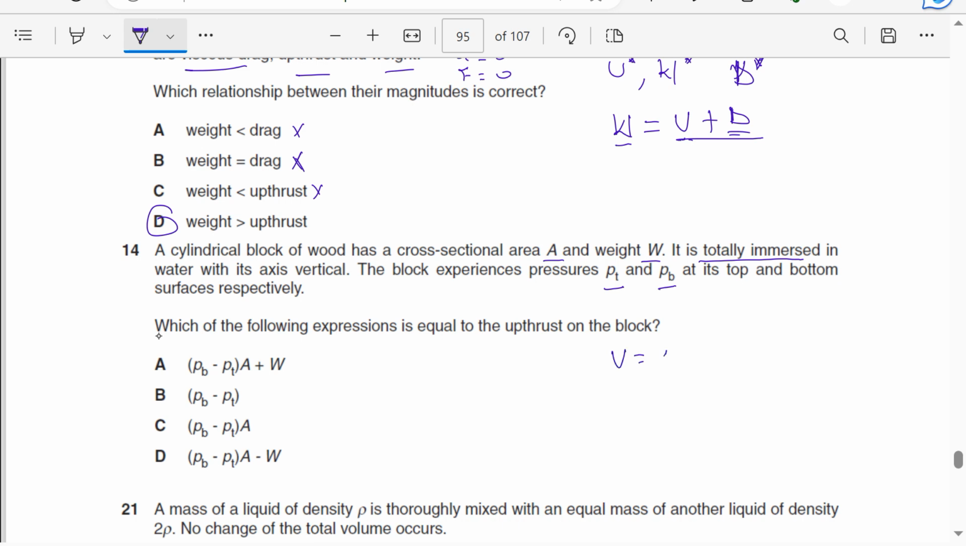So the upthrust is cross-sectional area times difference in pressure. Remember, the pressure at the bottom is greater than the pressure at the top, because pressure increases with the depth. So this will be pressure at the bottom minus pressure at the top. So the answer is going to be pressure at the bottom minus pressure at the top times A. The answer is going to be C.